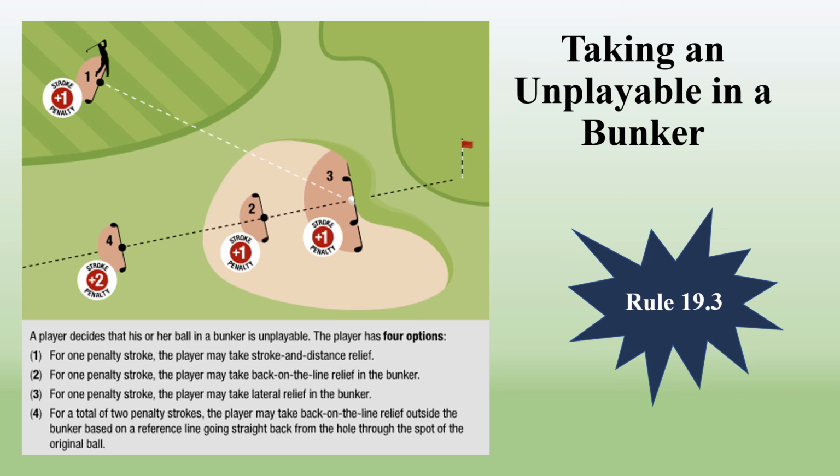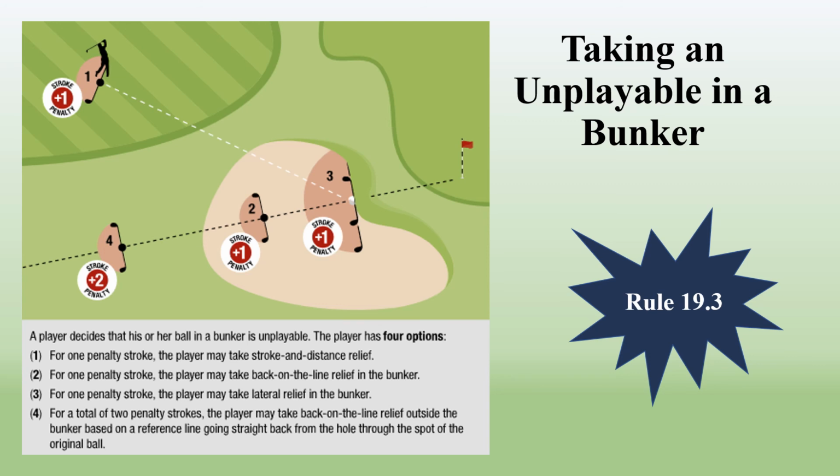Taking an unplayable in a bunker. There are options for golf balls that become unplayable in a bunker. The same options apply as a normal unplayable ball. As you see in the diagram, the 3 options are stroke and distance penalty for a penalty of 1 stroke. The second option is your back on line relief for a penalty of 1 stroke. And the third option is the 2 club lengths no closer to the hole in any direction for a penalty of 1 stroke.